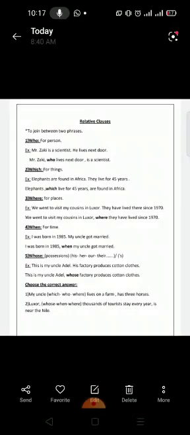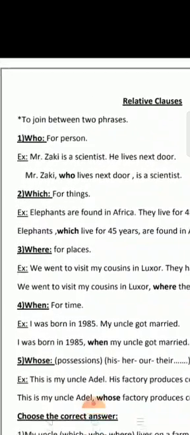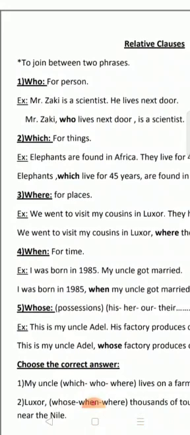So, let's see. Number one, who. We use who to join between two sentences if I'm talking about a person. So who replaces a person. For example, Mr. Zaki is a scientist. He lives next door. So where is the repeated word here? Mr. Zaki and he. It was repeated by he. So I'm going to replace he with who.